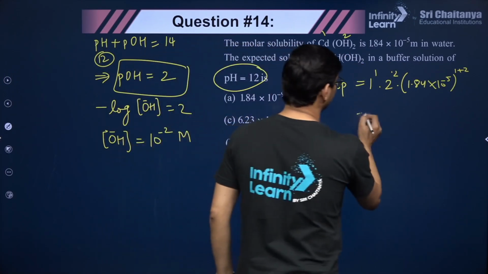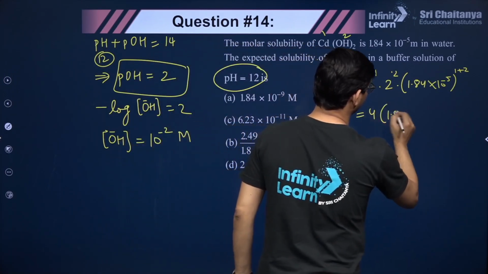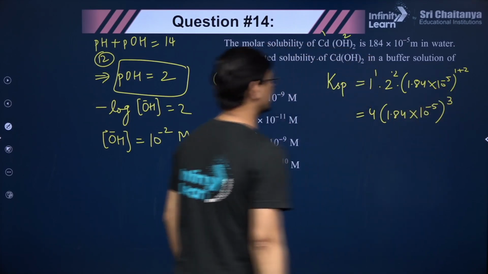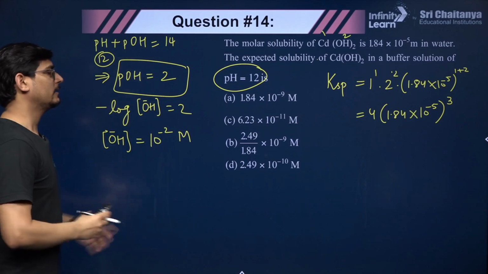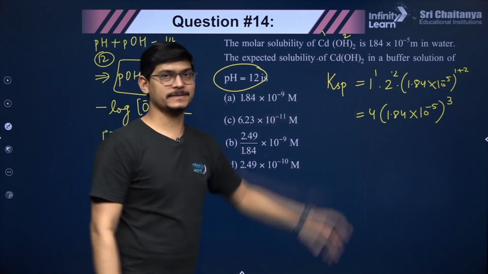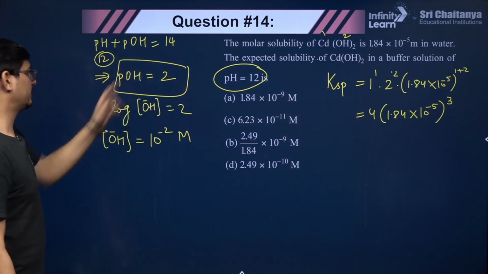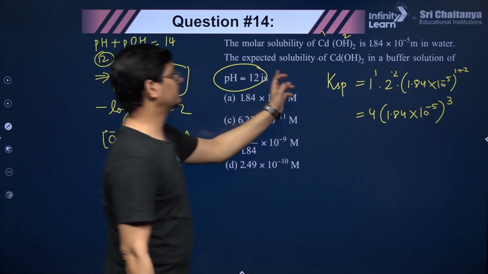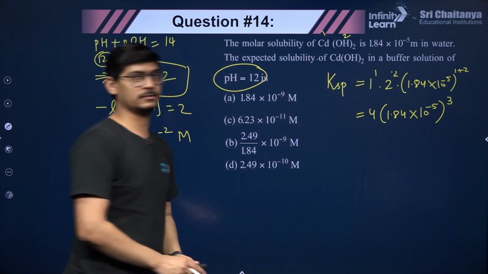So KSP will be 4 into 1.85 into 10 raised to the power minus 5, cubed. This is your KSP, okay, right? Now molar solubility was given, we calculated KSP. pH was given, we calculated hydroxide ion concentration. Now the final step, we have to calculate the solubility of cadmium hydroxide.